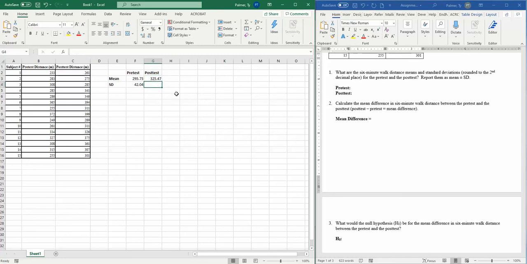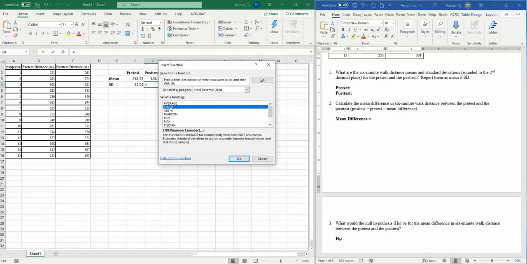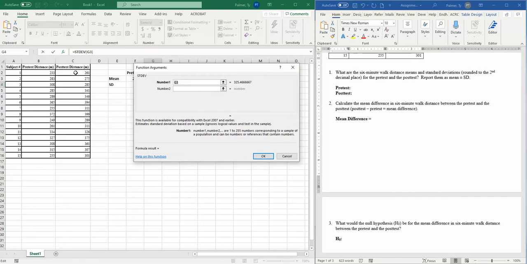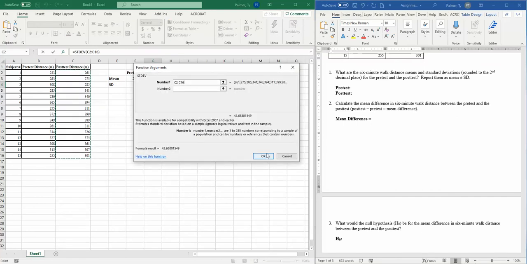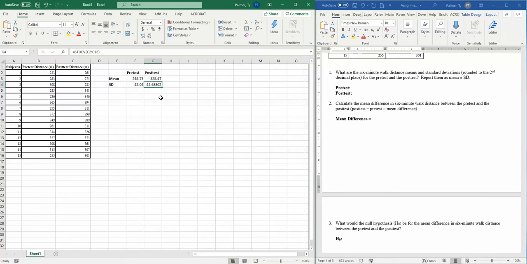Let's do the standard deviation for the post-test next. Click on the empty cell, go to function, go to STDEV, the standard deviation, click OK. Click and highlight all of the scores for the post-test, and then click OK. Again, we need to adjust the decimal to where we have 2 decimal spots to the right. Now we have our standard deviation rounded to the first 2 decimal places.